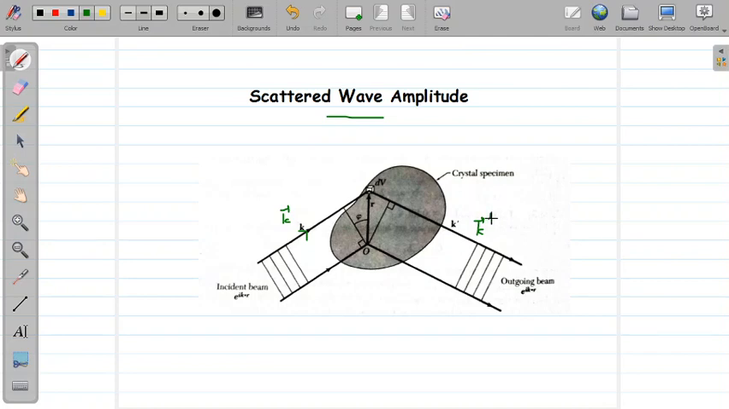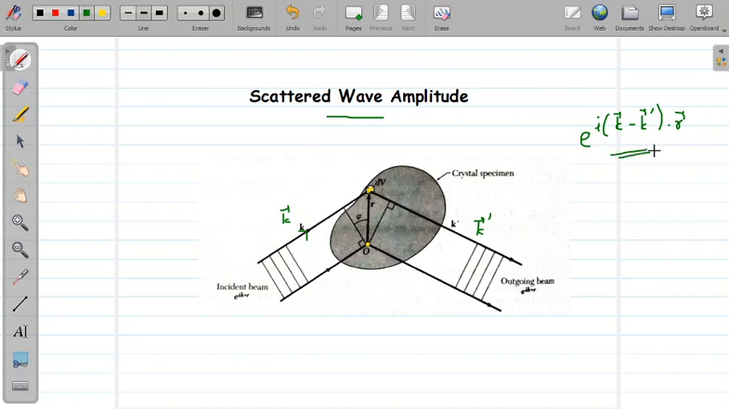Then you can prove that the difference in phase factor is given by e raised to i (k bar minus k bar dash) dot r bar. So the difference in phase factors between the beams scattered from volume elements that are r bar vector apart is given by this factor. This is the origin and this is the volume element separated at an r bar distance, and the difference in phase factors between the waves scattered by those elements is given by this term.